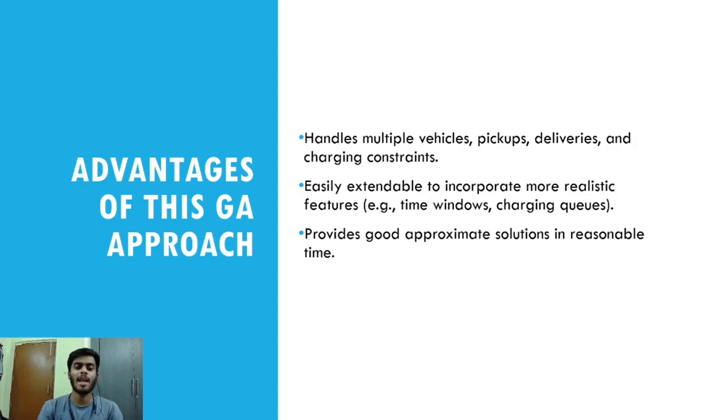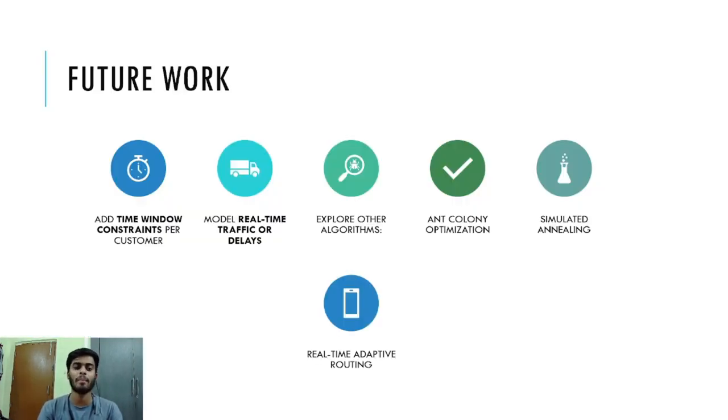Advantages of the genetic algorithm approach. It handles multiple vehicles, pickups, deliveries, and charging constraints. Second, it is easily extendable to incorporate more realistic features, for example, time windows and charging queues. It provides a good approximate solution in reasonable time.